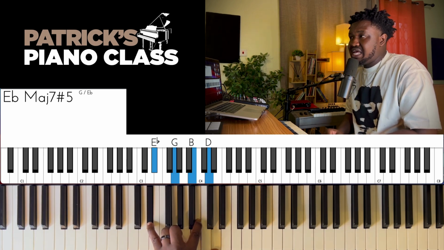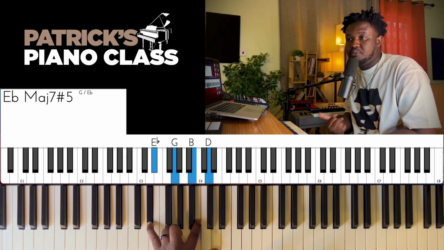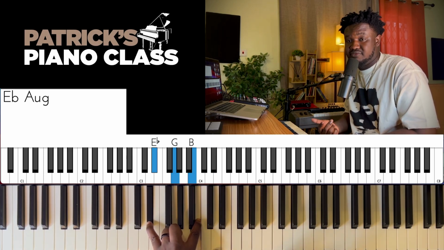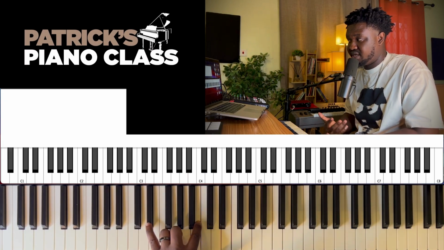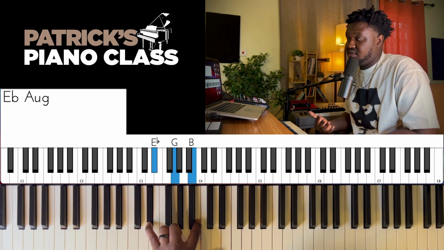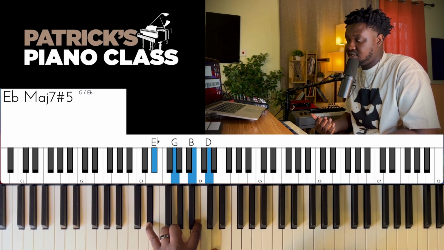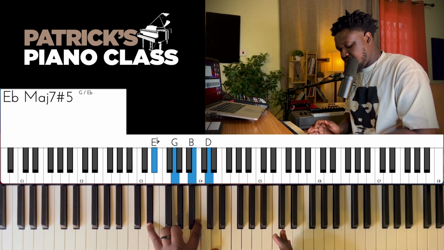All right, and it's quite rarely used, even though it's useful most of the time. I mean, people use the augmented chord instead of the major 7 sharp 5 itself. So when you omit the 7, you get an augmented chord. Most of the time we use the augmented instead of using the full major 7 sharp 5 chord.